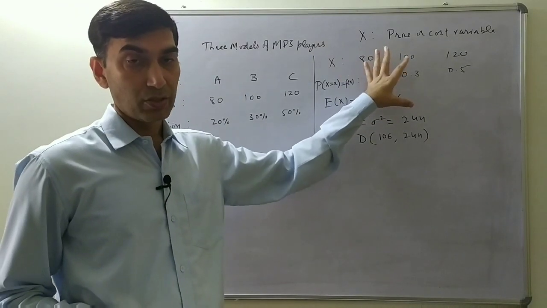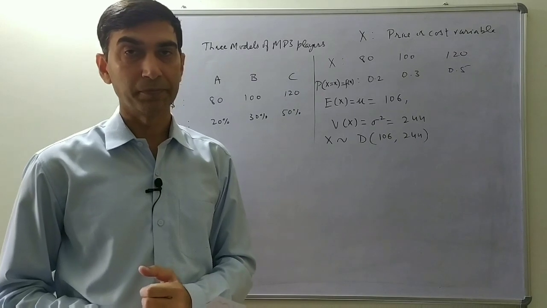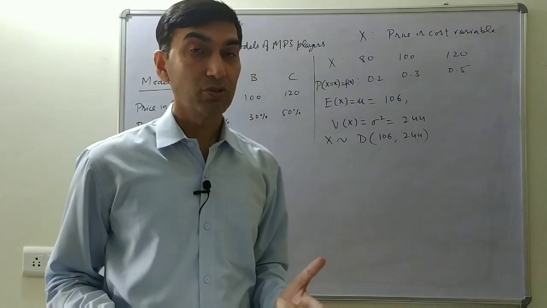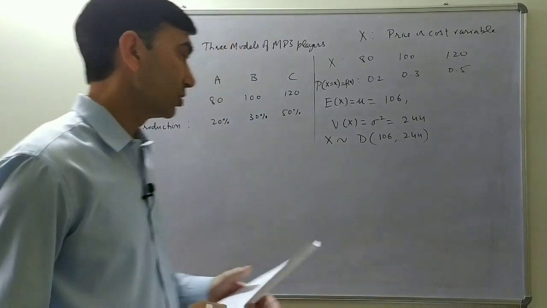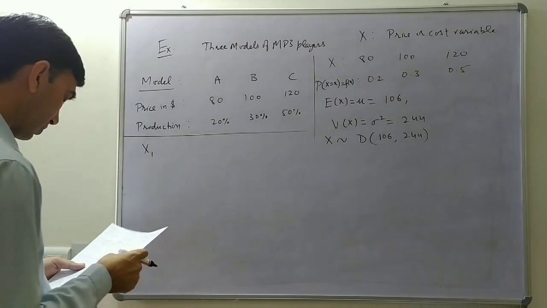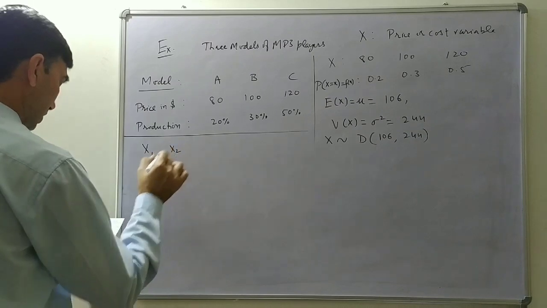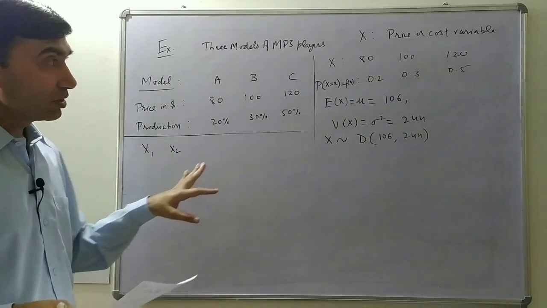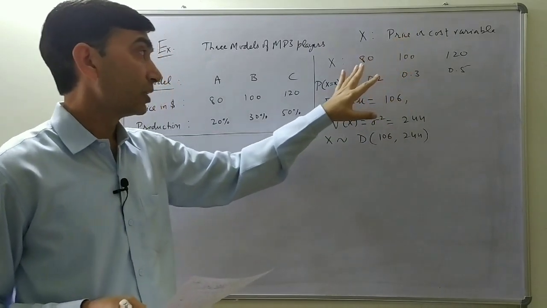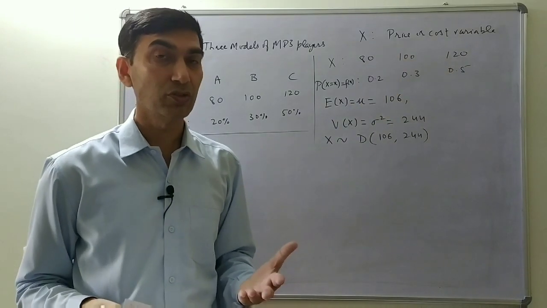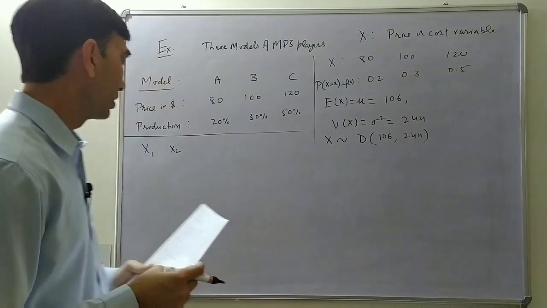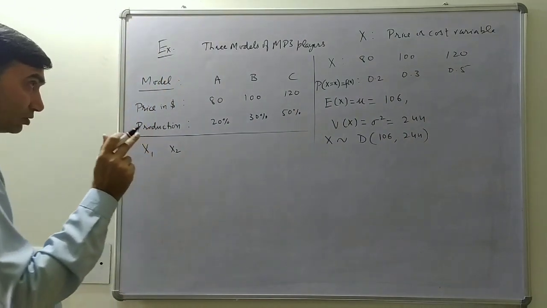Now, suppose from this distribution, two MP3 players are selected randomly. X1 denotes the cost of first MP3 player, X2 denotes the cost of second MP3 player. So what is distribution of X1, X2? Let's write X1 in the first column, X2 in the second column. So what values X1 and X2 can take? The first MP3 player selected from this population can have any cost, because prior to selection we don't know which MP3 player we are selecting. So it can take any value from 80, 100 and 120. So X1 and X2 both can take the values 80, 100 and 120.